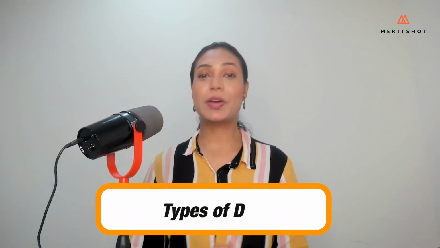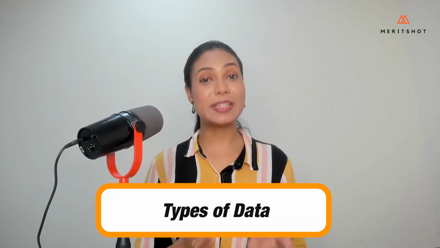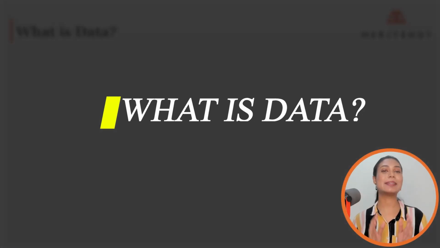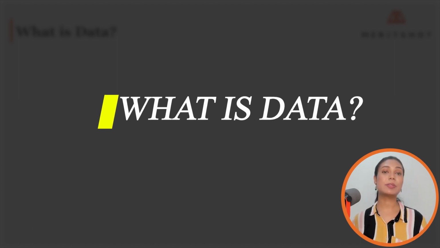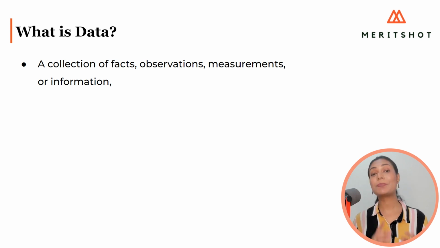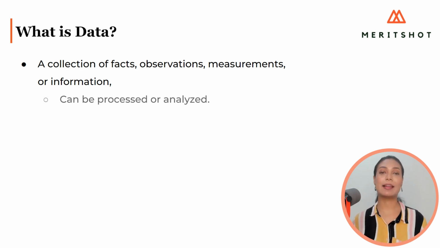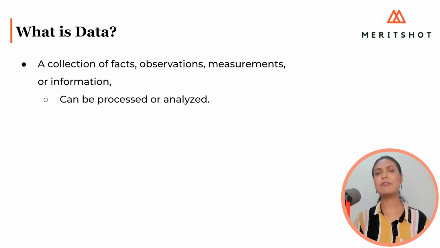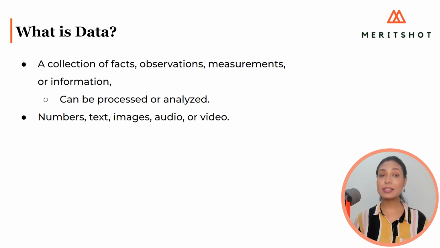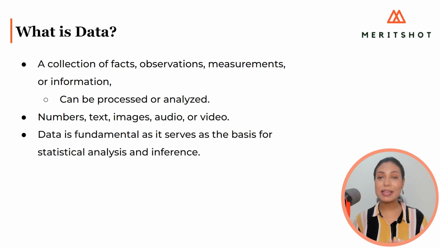In this lecture, we are going to learn about the different types of data in the statistical world. Let us first understand what is data. Data refers to a collection of facts, observations, measurements, or information that can be processed or analyzed. It can exist in various forms like numbers, text, images, audio, or video. In the context of statistics, data is fundamental as it serves as the basis for statistical analysis and inference.